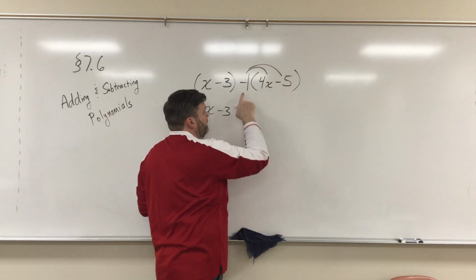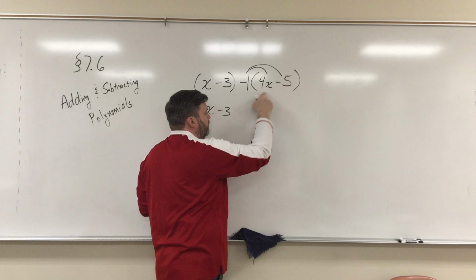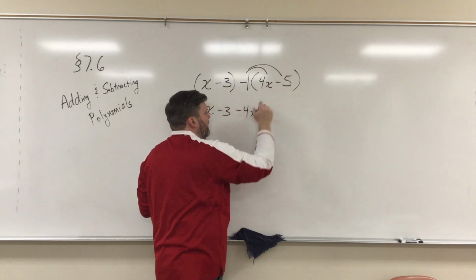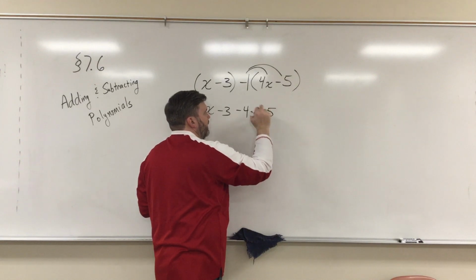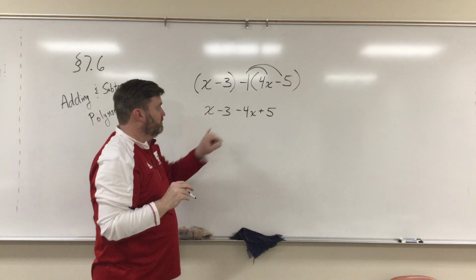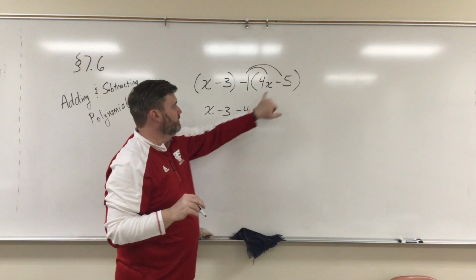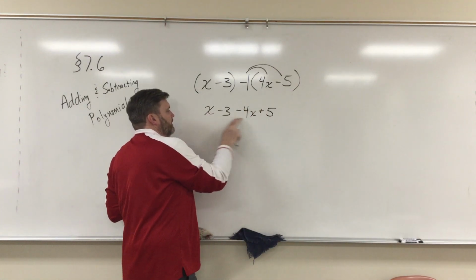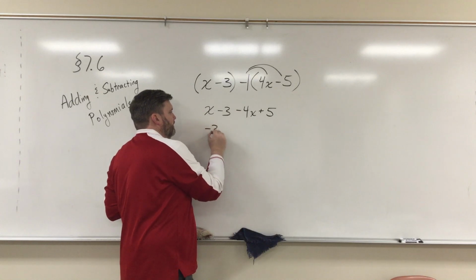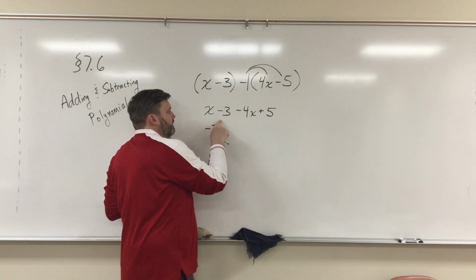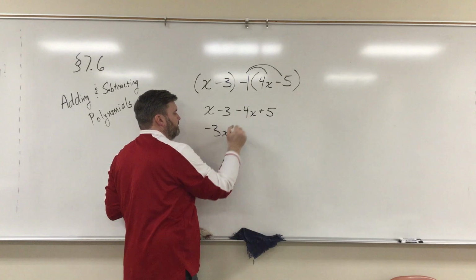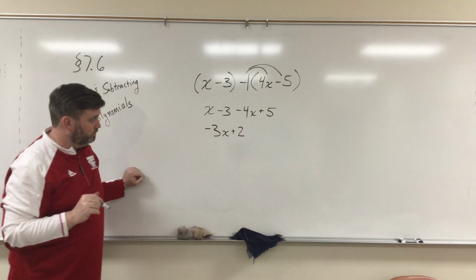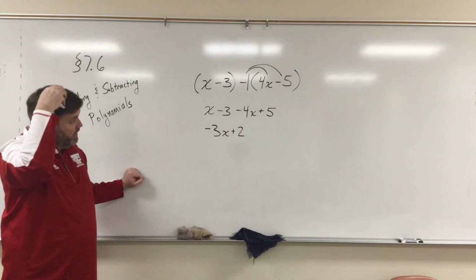So what ends up happening is we get negative 1 times 4, that'll be negative 4. And negative 1 times negative 5, that'll be positive 5. So the signs end up switching. This positive becomes a negative, and this negative becomes a positive. X and negative 4x give me negative 3x. And then negative 3 and positive 5 give me a positive 2. So I end up with a linear binomial there.